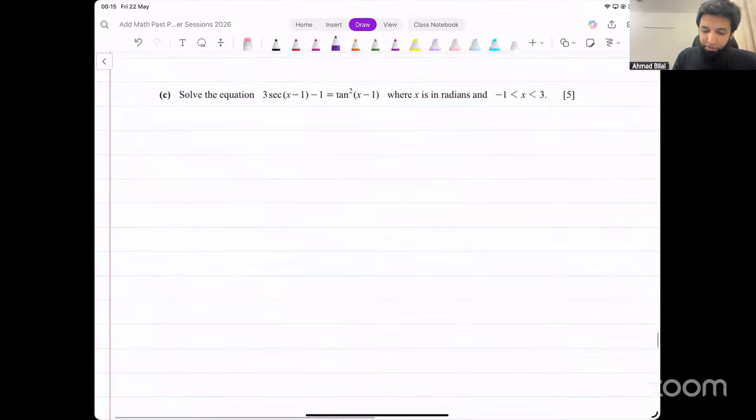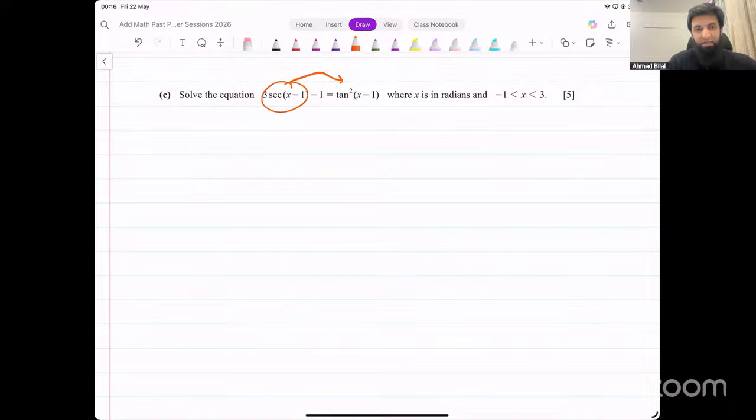We have two different functions. One is secant, another is tan squared. Whenever we have two different types of functions, to solve equations, we need to convert them to a single type of function. So we either want only tan or only sine or only cos eventually. Okay. Now, is there a way to convert secant to tan? There's a relation between tan squared and secant squared, but the problem is this is just secant. This is not secant squared. So what we can do is we can convert tan squared to secant squared. That is one idea that we can use, right?